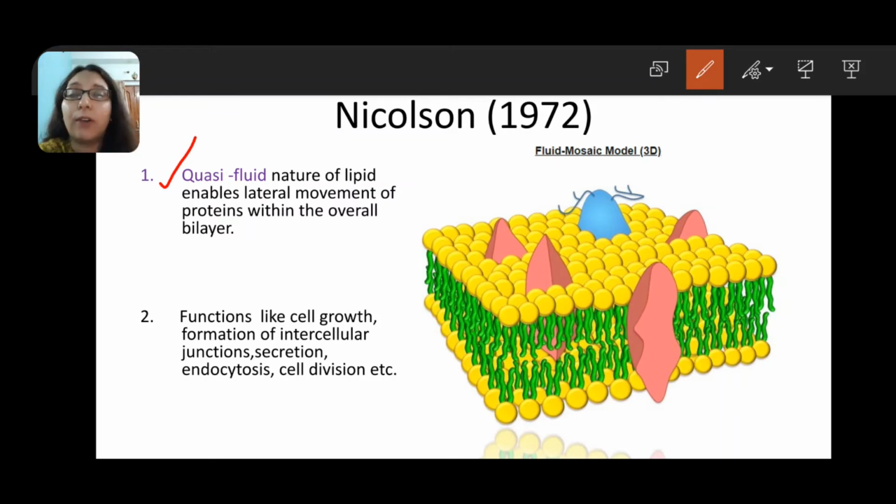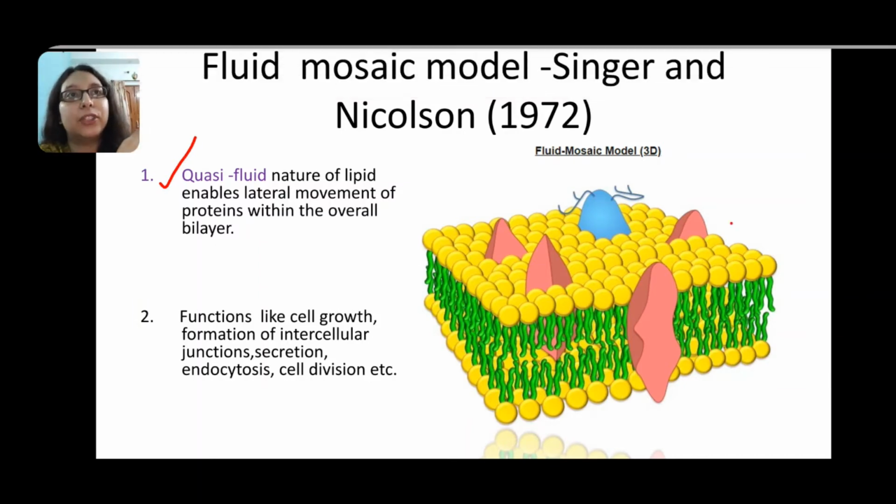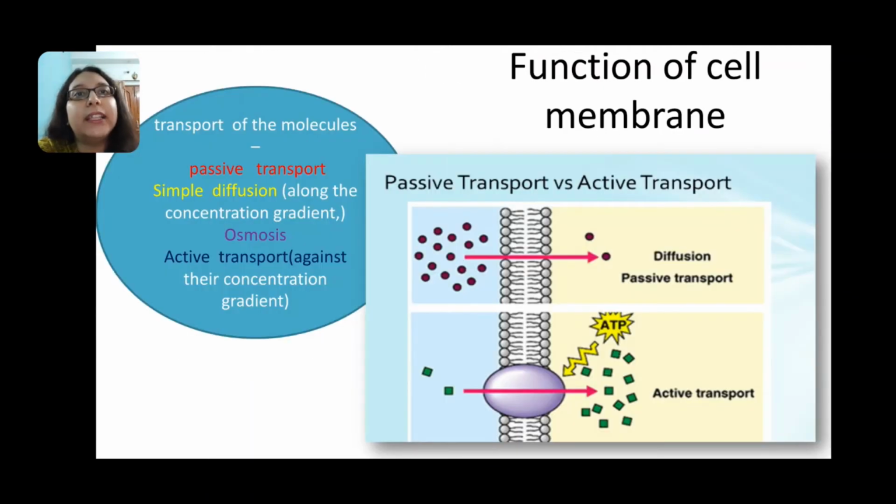Because of the presence of this phospholipid bilayer, this was possible. And what is the main function of this fluid mosaic model of the cell membrane? Functions like cell growth, formation of the intercellular junctions, then secretion, endocytosis, cell division, these are all the functions. Moving on to the next slide.